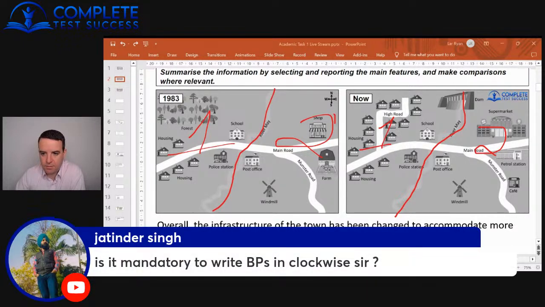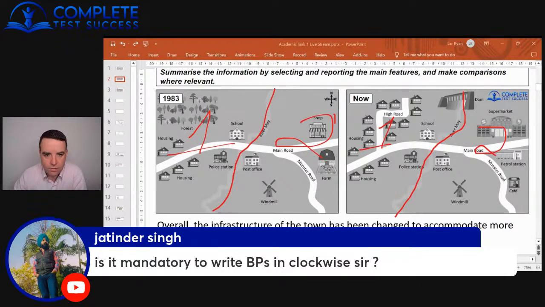Is it mandatory to write body paragraphs clockwise? No, definitely not. You just have to describe where the things are. So you just say, this was in the northwest, below that, to the south of that, or to the east of that, above that. So just say where the things are so that the reader can follow you. And that's all you need to do.